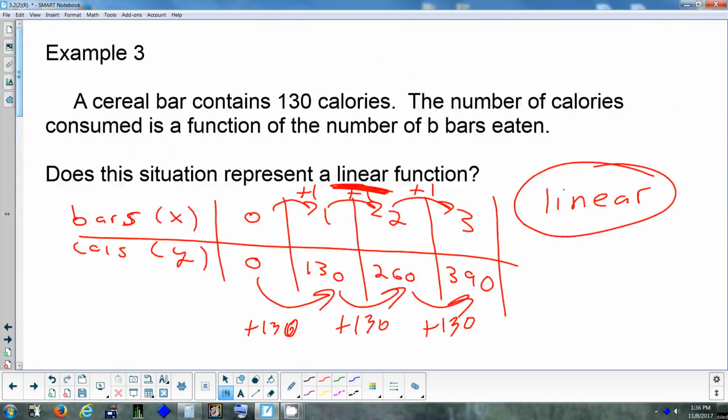Find the domain of the function. So the domain, what letter is domain? X. So we're talking about bars. Think about the smallest number of bars you could eat. 0. What's the highest number of bars you could eat? Assuming you don't have a limit, you can eat as many as you want.